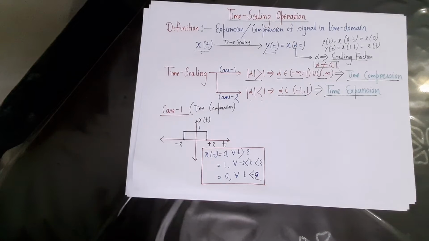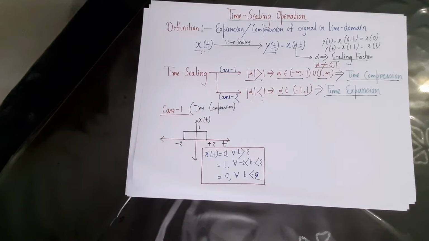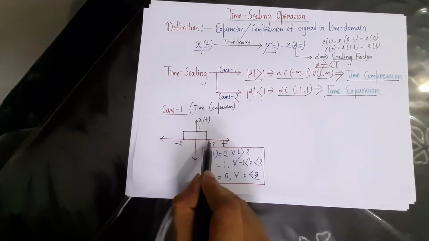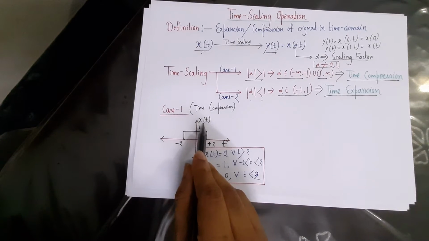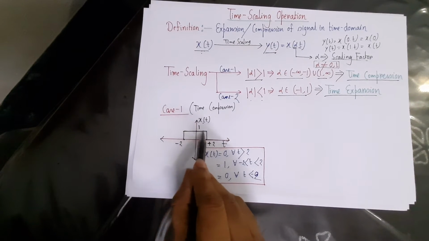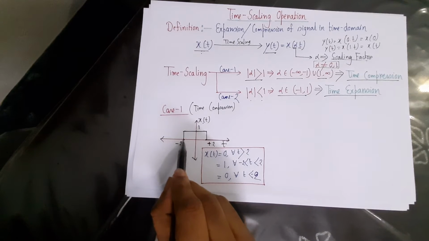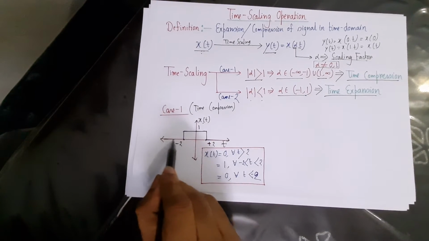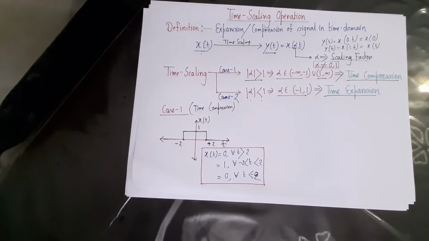Suppose we have a signal x of t whose waveform is as shown in the figure. We see that x of t is equal to 0 for t greater than 2. x of t is constant at the value 1 when t varies from minus 2 to plus 2, and x of t is equal to 0 when t is lesser than minus 2.